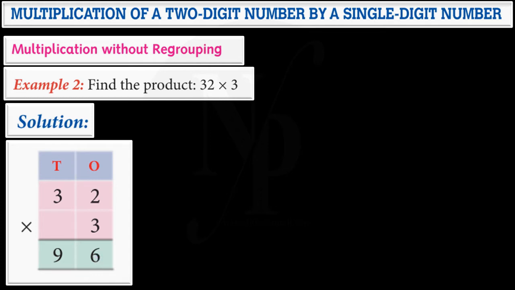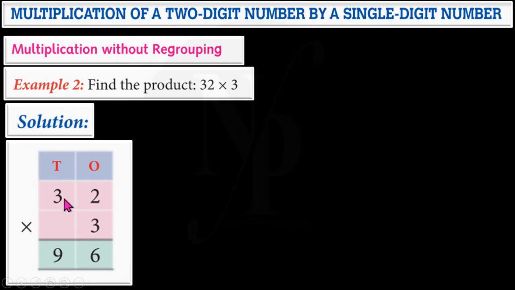After multiplying 3 and 2, we multiply 3 and 3, which is in tens place. So 3 times 3 is 9 or 3 3s are 9. Therefore the product is 96. That is, when 32 is multiplied by 3, we get 96 as product. This is called the product.